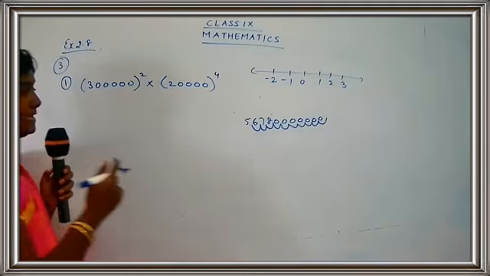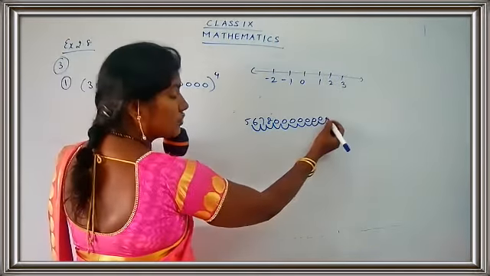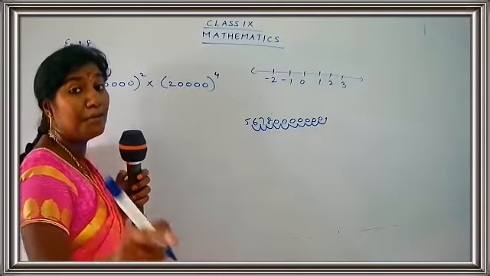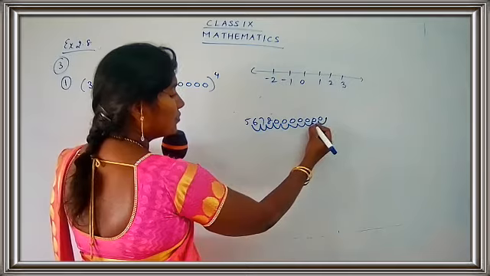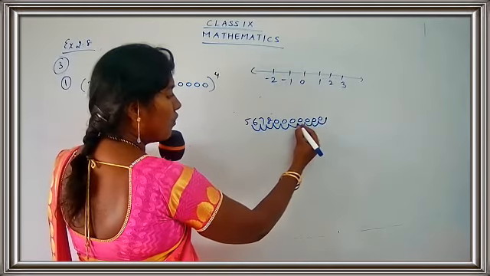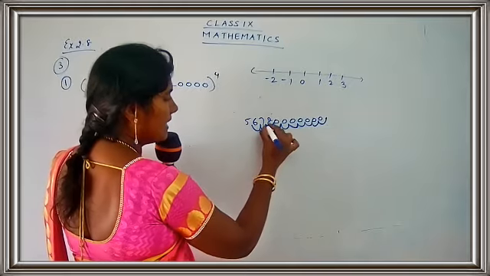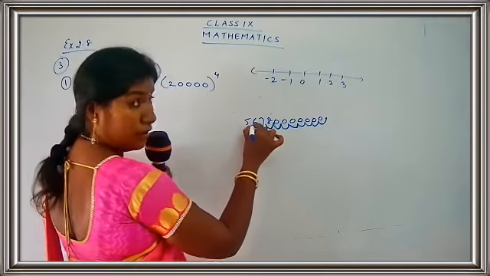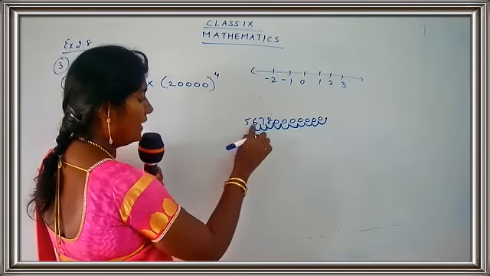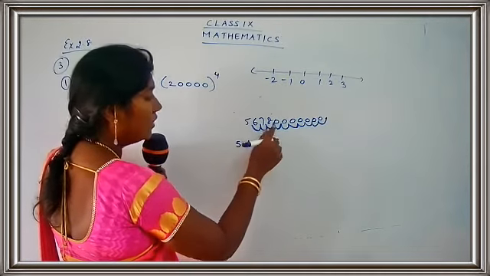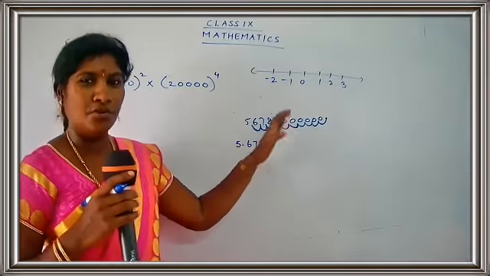Okay, children, so let's see how many places the decimal point is being shifted. It starts from here. So be careful when you count the number of shiftings. Okay, children, to start from here. So it's 1, 2, 3, 4, 5, 6, 7, 8, 9, 10. Okay, so how to write down the answer now? This is 5.678.